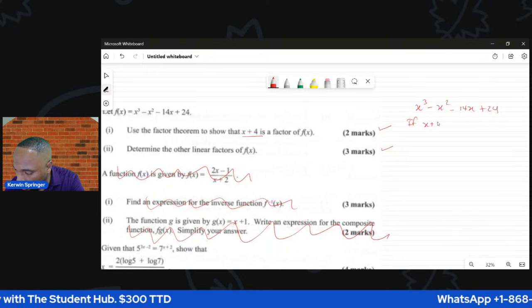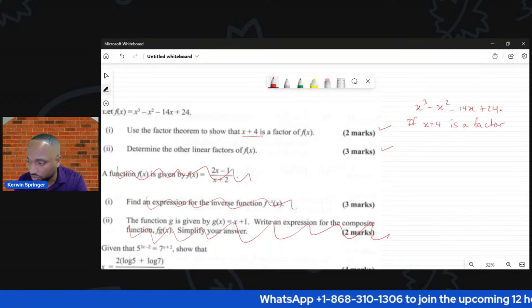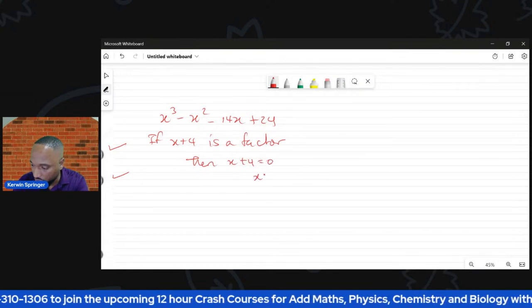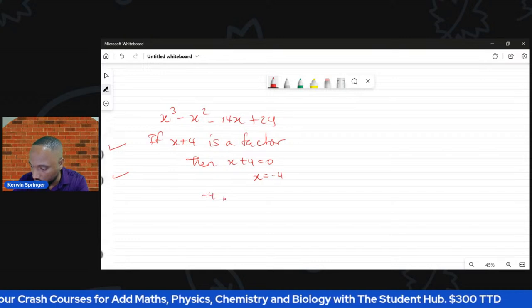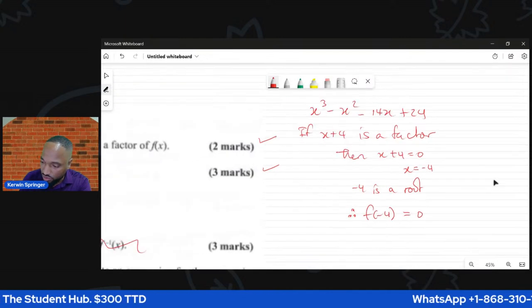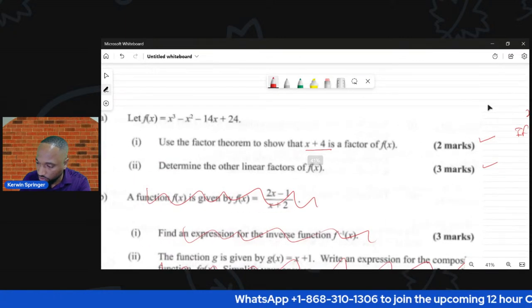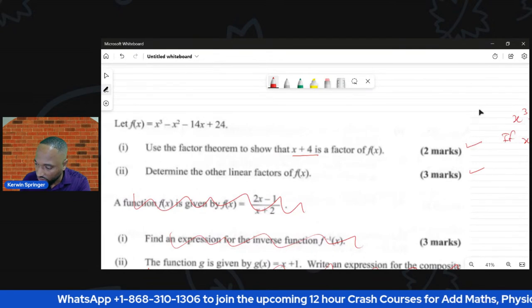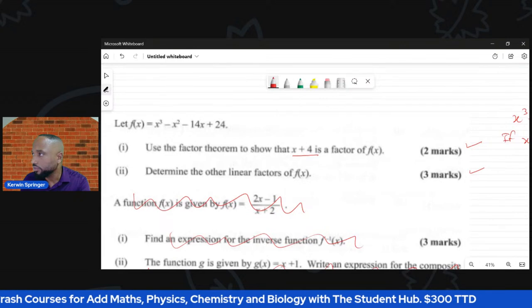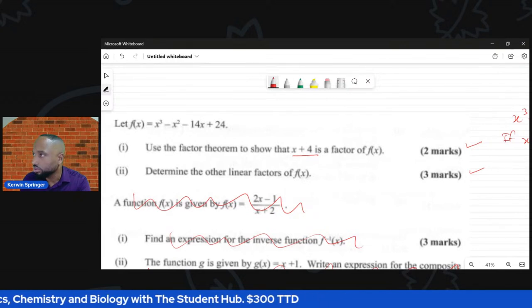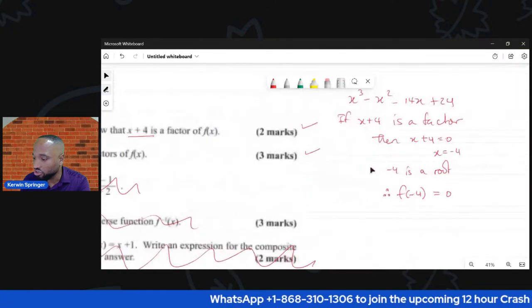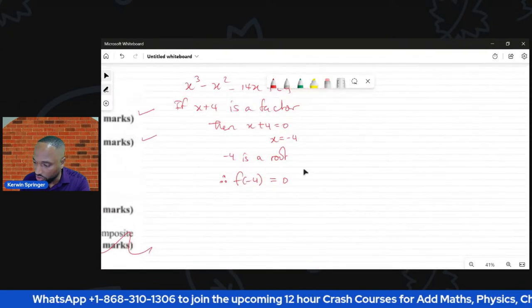If x plus 4 is a factor, then x plus 4 equals 0, so x is equal to negative 4. Negative 4 is a root. Therefore, f of negative 4 is equal to 0. So you just need to check and see if it's equal to 0. What I want us to do is use the factor theorem to show that it is a factor, right? So, okay, let's carry on.